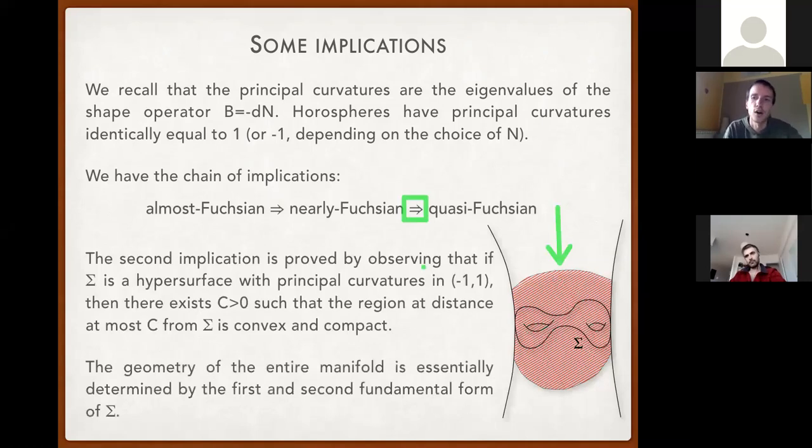Okay, and important, somehow you might wonder, why do you care about this manifold, almost Fuchsian, nearly Fuchsian? Well, at least one of the motivations is that under such a hypothesis, if you know the first and second fundamental form of your hypersurface, then basically you can reconstruct the geometry of the entire manifold. So the geometry of the entire manifold is determined, and it's also very easily described in terms of just the embedding data of the hypersurface.